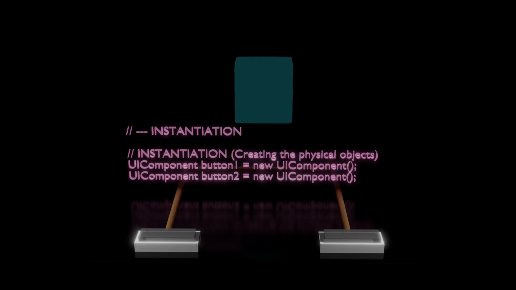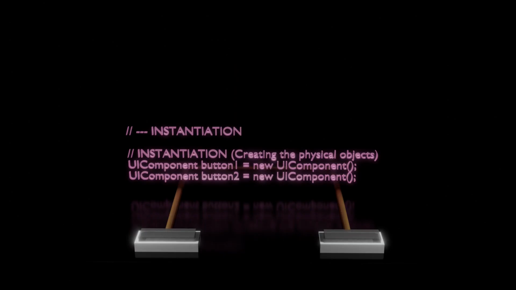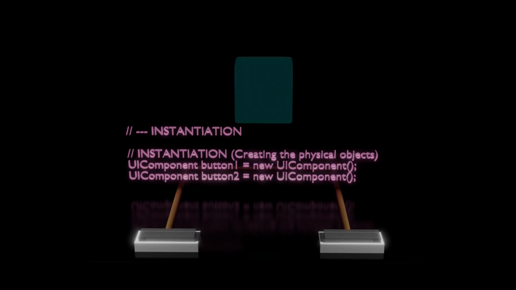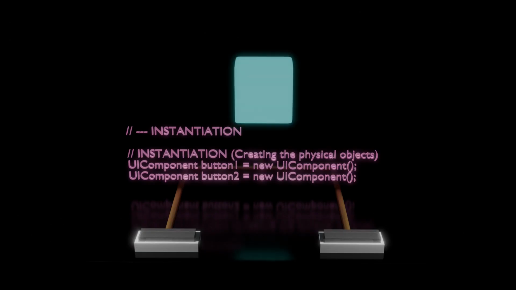Now we no longer have an abstract idea. We have a button 1 and button 2. They are two solid, real objects ready to be used on the screen. And notice one fundamental thing. They were born from the exact same mold, but now they are two completely separate and independent entities.